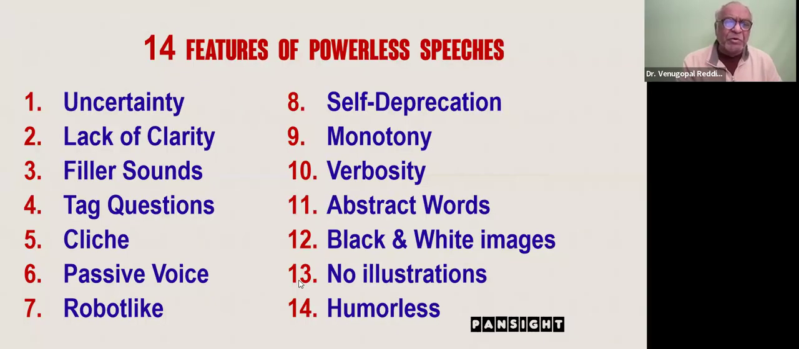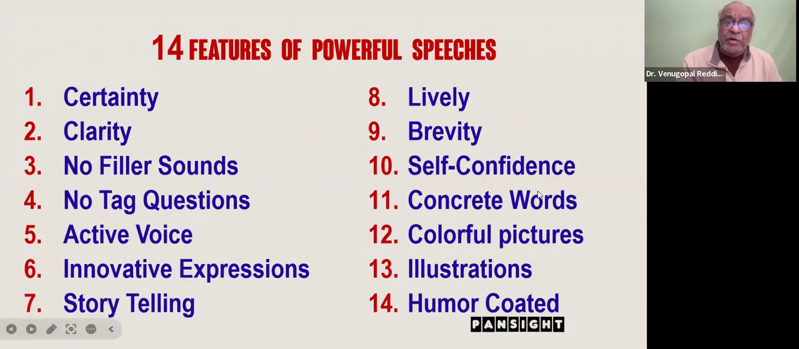And verbosity, oh, too much of this one. In Malayalam they say, come to the point. Then abstract words, I told you. Black and white images. No illustrations. Then humorless. Boring. And now 14 features of powerful speeches.